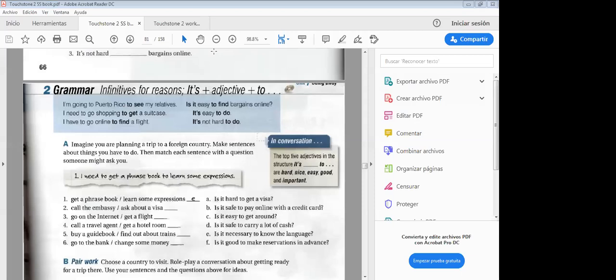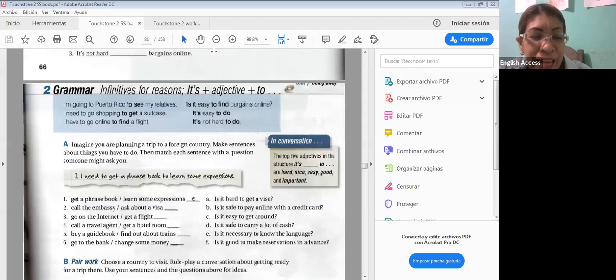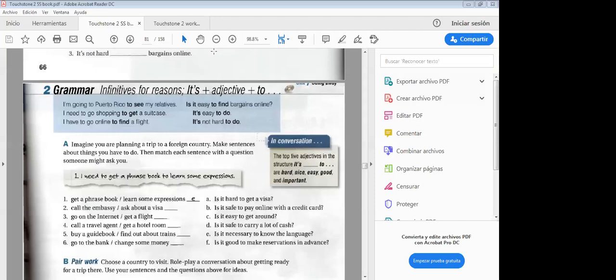I have to buy a guidebook to find out about trains. Letter C, is it easy to get around? And number six, I need to go to the bank to change some money. Letter D, is it safe to carry a lot of cash?